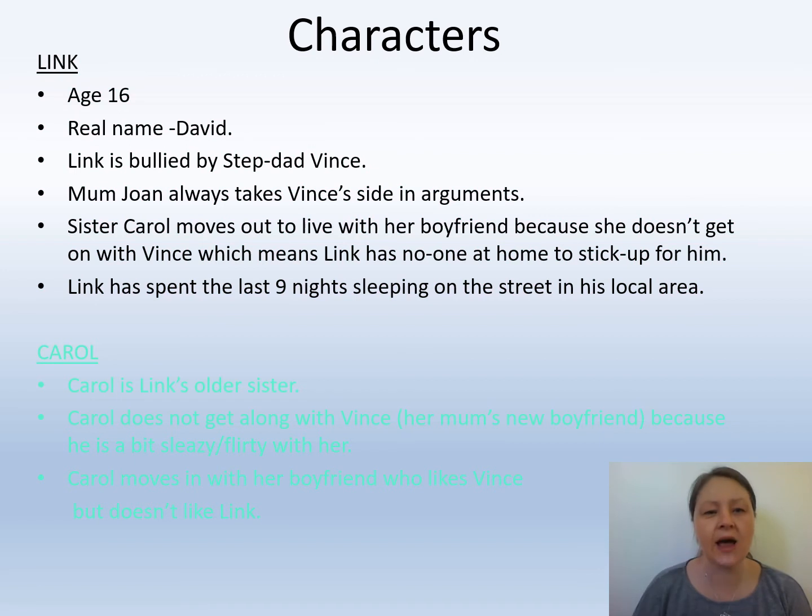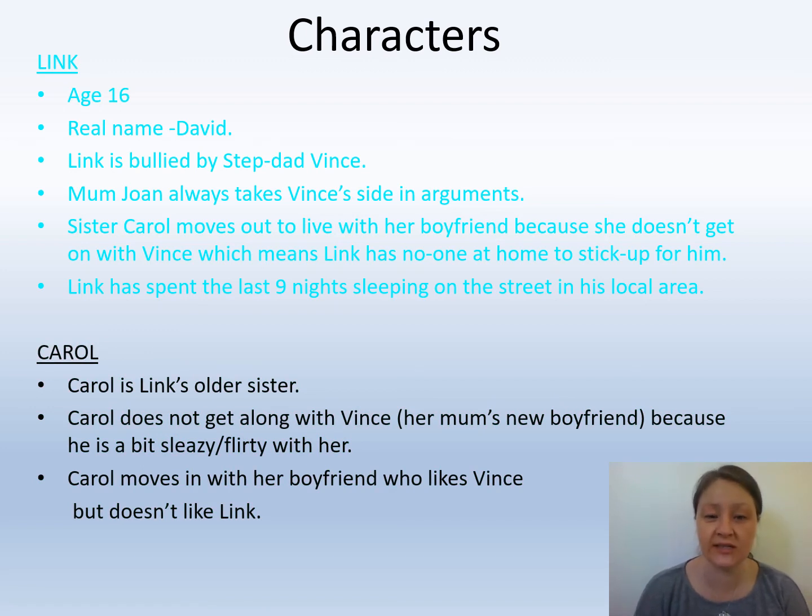So, the first main character, Link, 16. His real name is David, but he calls himself Link on the streets. It also becomes quite a metaphoric name because he is the kind of link in the chain of events. He's bullied by his stepdad, Vince, but his mum always takes Vince's side. So poor Link doesn't have anybody to stand up for him. His sister has also moved out because she doesn't get on with Vince. And therefore he's left home and he spent the last 9 nights sleeping on the streets in his local area. He then decides to move to London.